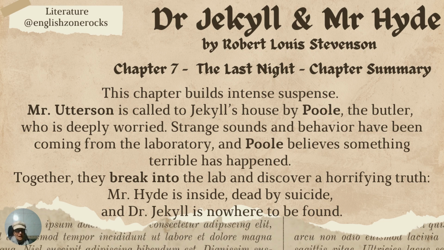So, the summary can go like this. This chapter builds intense suspense. Mr. Utterson is called to Jekyll's house by Poole, the butler, who is deeply worried. Strange sounds and behavior have been coming from the laboratory, and Poole believes something terrible has happened. Together, they break into the lab and discover a horrifying truth. Mr. Hyde is inside, dead by suicide, and Dr. Jekyll is nowhere to be found.